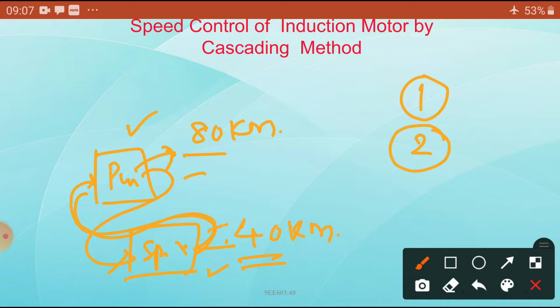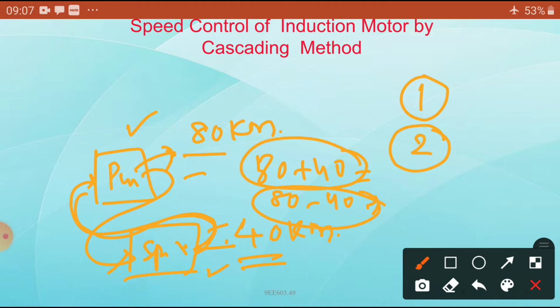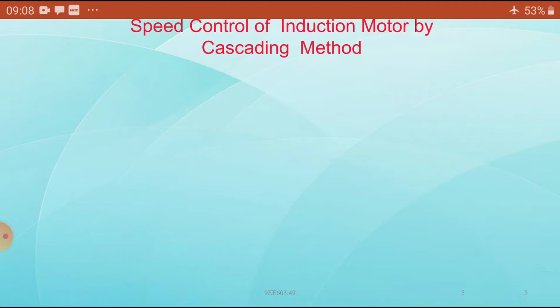I can couple this speed and this speed, so I get the combination of 80 kilometers plus 40 kilometers. That is the third case, and this is the fourth case. So I can get different speeds with the help of my two vehicles, two wheelers. Similarly here, you can take two wheelers, or two lorries, or two goods vans. Okay. Now, let us see.